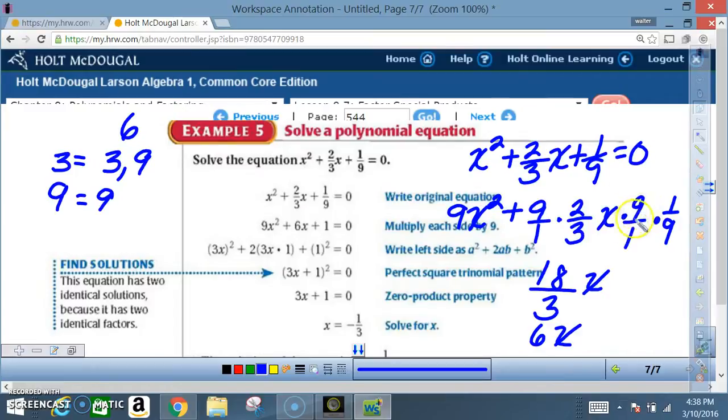And here I have 9 over 1 times 1 over 9. Well, 9 times 1 is 9. 1 times 9 is 9. And 9 divided by 9 is 1. All right, so you can see that. 9 over 1 times 1 over 9. 1 times 9 is 9, and 9 times 1 is 9. So 9 divided by 9 is equal to 1. All right, so we hope that helps you out.